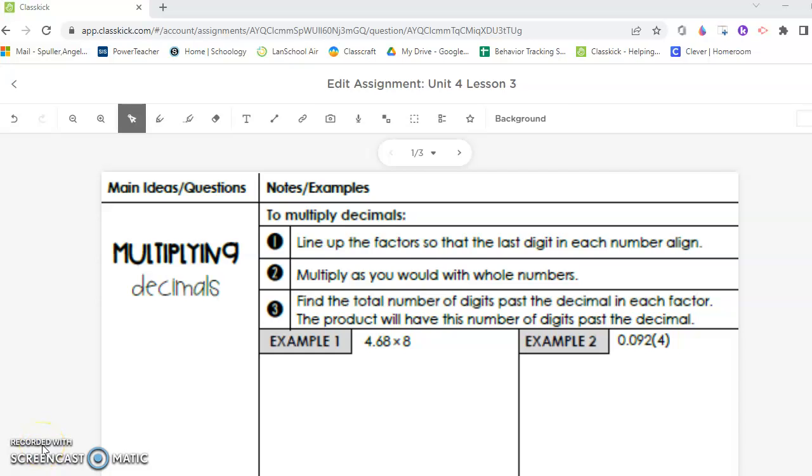Hi, this is Mrs. Oakley, and today we're going to look at Unit 4, Lesson 3, Multiplying Decimals. All right, so how do we multiply decimals?